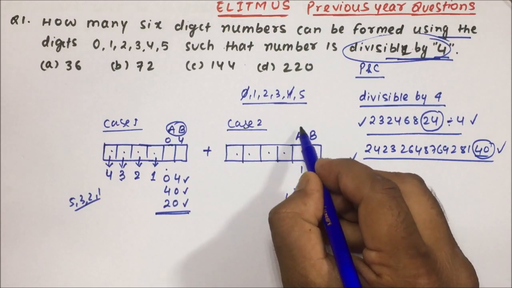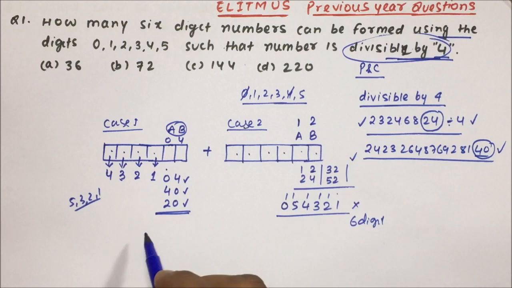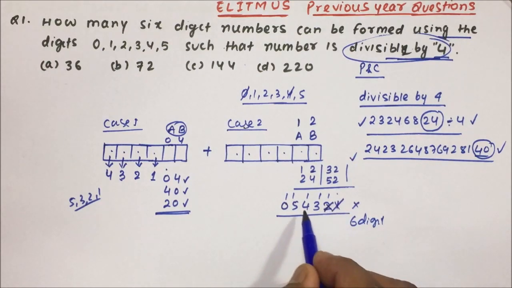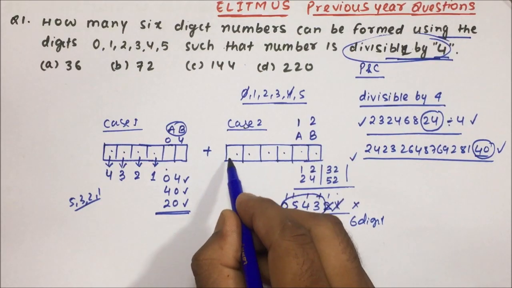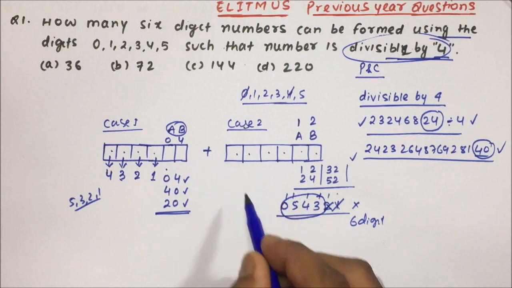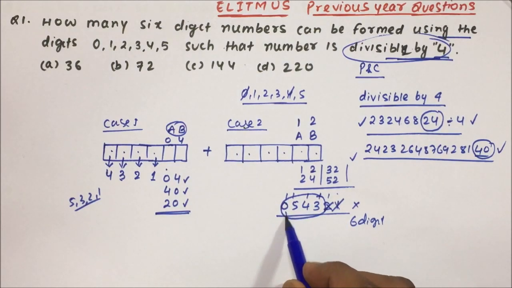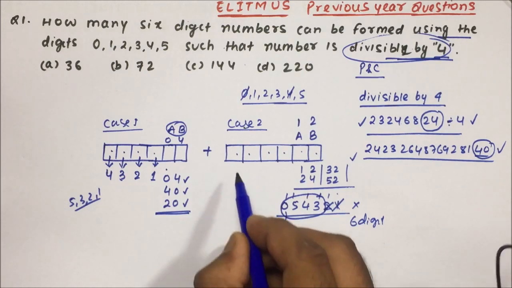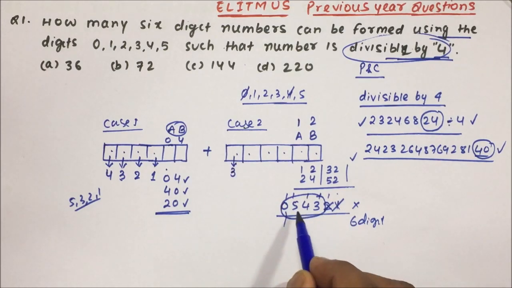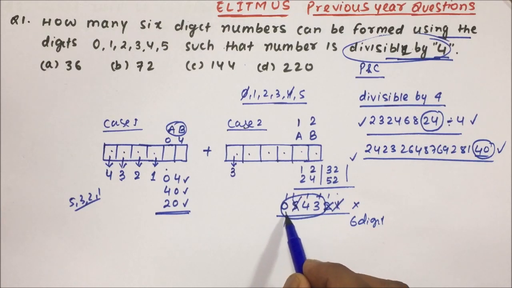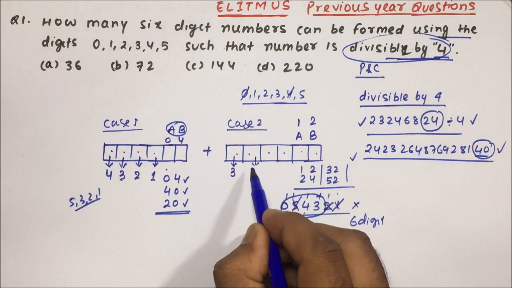Suppose I have put 1 and 2 at the end. Now if you put 1 and 2, how many choices do you have? You have 4 choices. But friends, I cannot put 0 in the first place, because if it starts with 0, it will not be a 6-digit number. So I have only 3 choices. Now suppose you have put 5 here, then 1, 2, 3 remain. Here I can put 0.